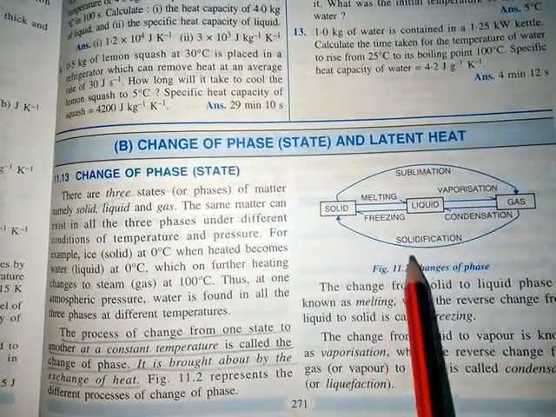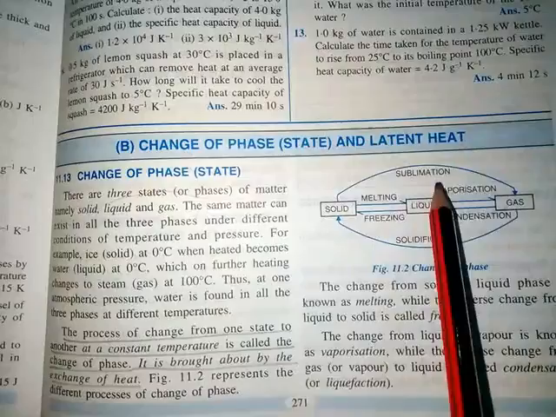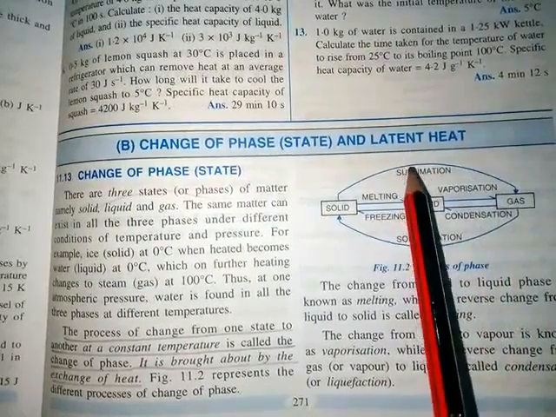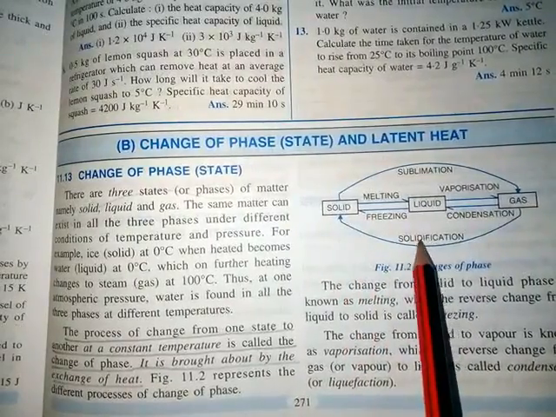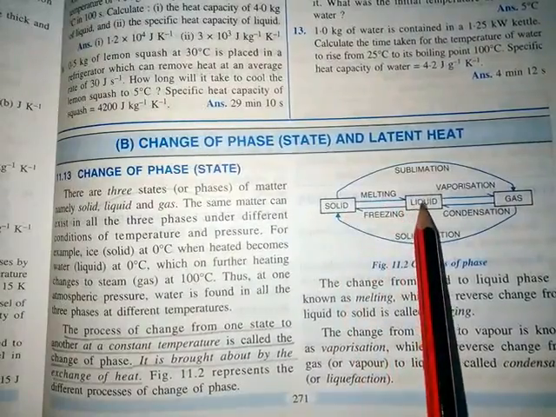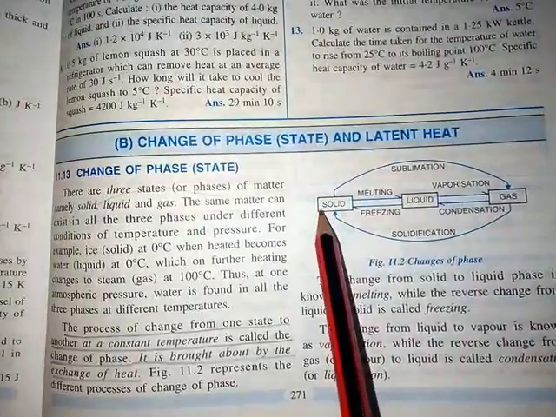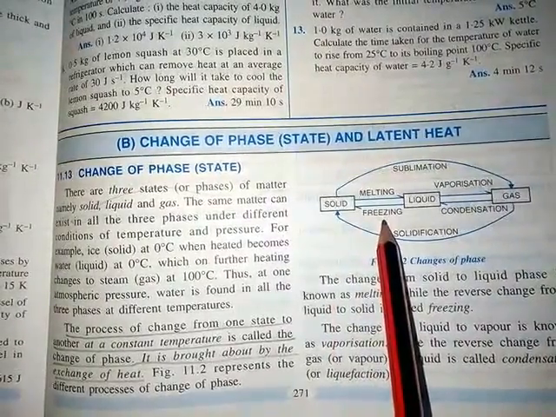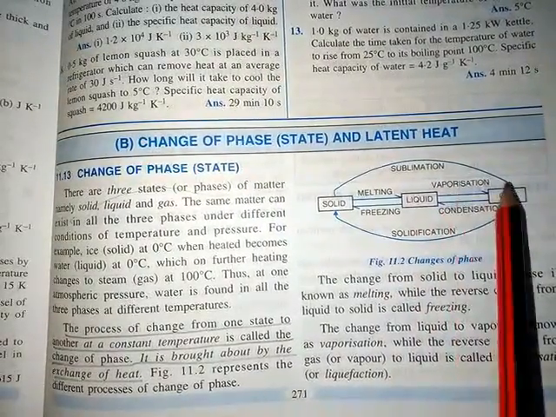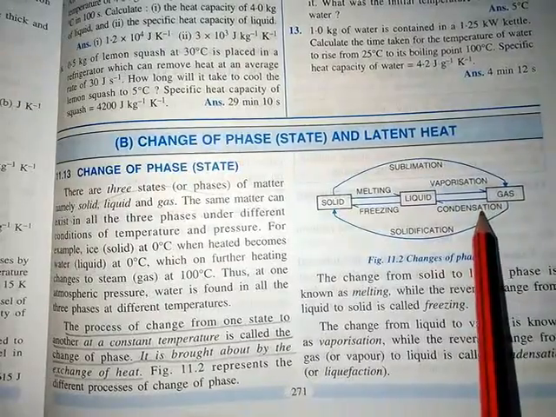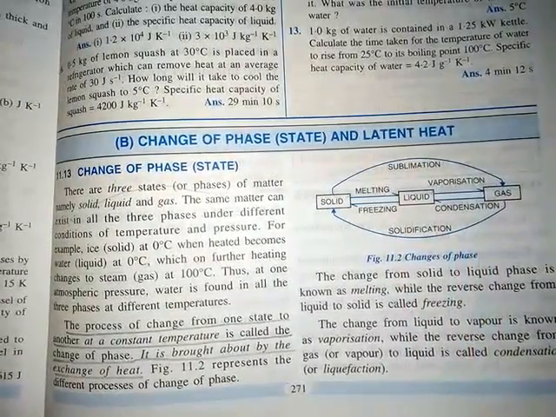This figure shows the different changes of phase of a substance. If a solid is directly converted into gas, it is called sublimation, and if gas is directly converted into solid, it is called solidification. When solid converts into liquid, it is called melting, and when liquid is cooled down to convert into solid, it is called freezing. When liquid converts into gas, it is called vaporization, and when gases are condensed or liquefied to convert into liquid, it is called condensation.